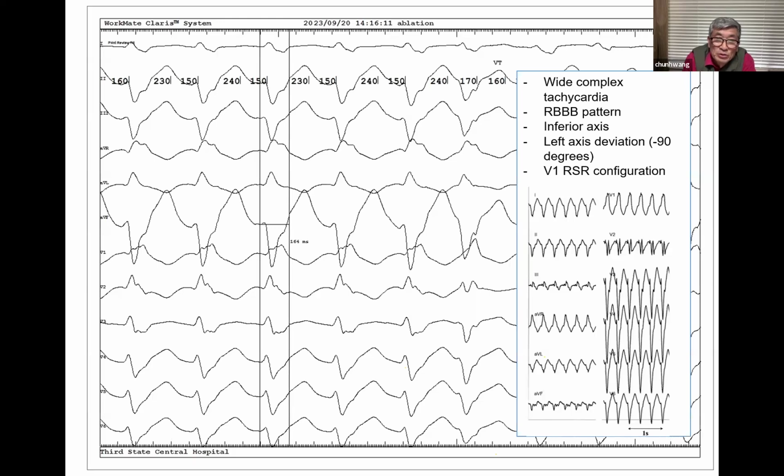Number two, your axis is not typical for posterior fascicular VT. Yes, okay. It is a little bit more posterior than anticipated. You can see your example right under your screen. So this is something that troubles me a little bit.